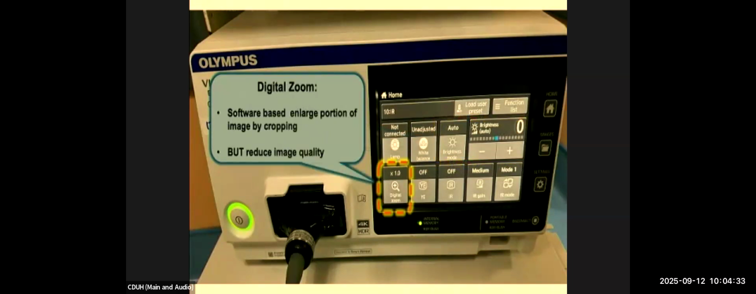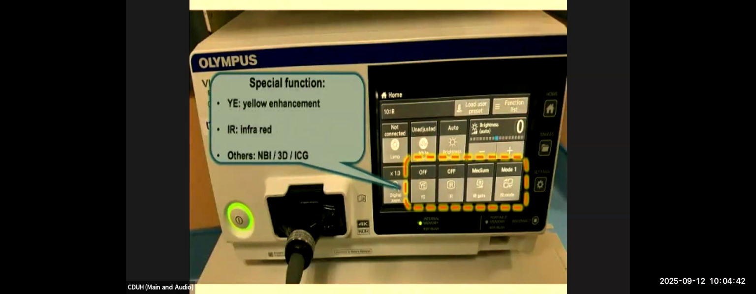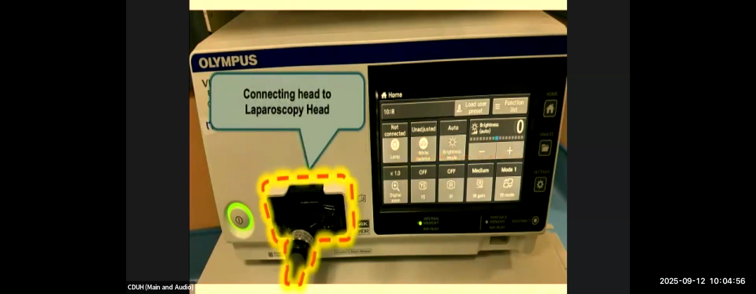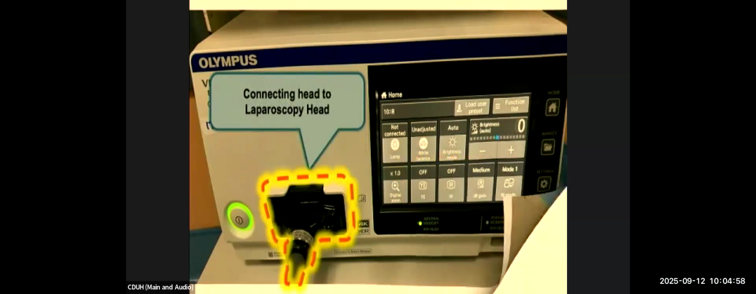Followed by the digital zoom, which is a software-based enlargement of a portion of the image by cropping, but occasionally it will reduce the image quality. Lastly, there are multiple functions depending on the processor, which include the yellow enhancement or the infrared or other settings such as narrowband imaging, 3D or ICG. Then there is the connector head to the laparoscopic head. Next, this is a laparoscopy monitor. It can be HD, LED, OLED, or even 3D.